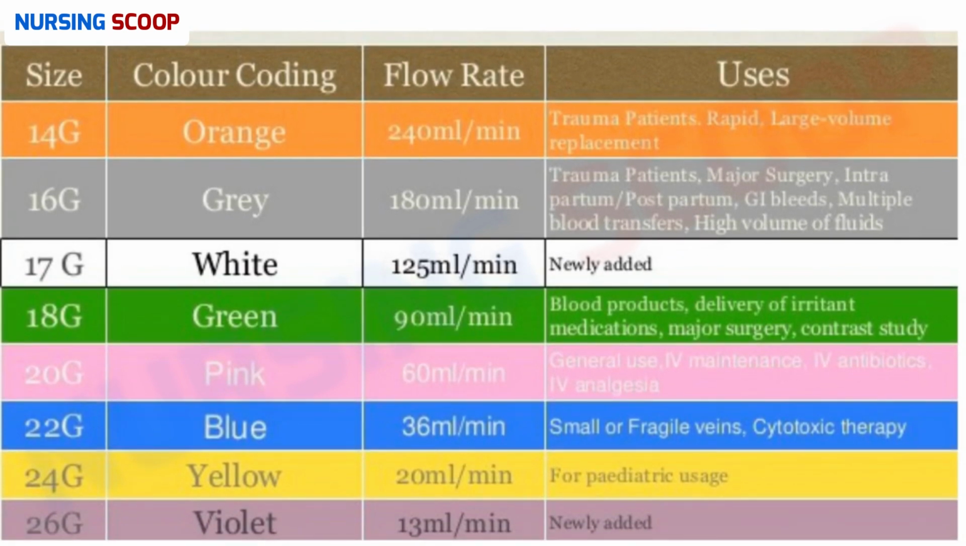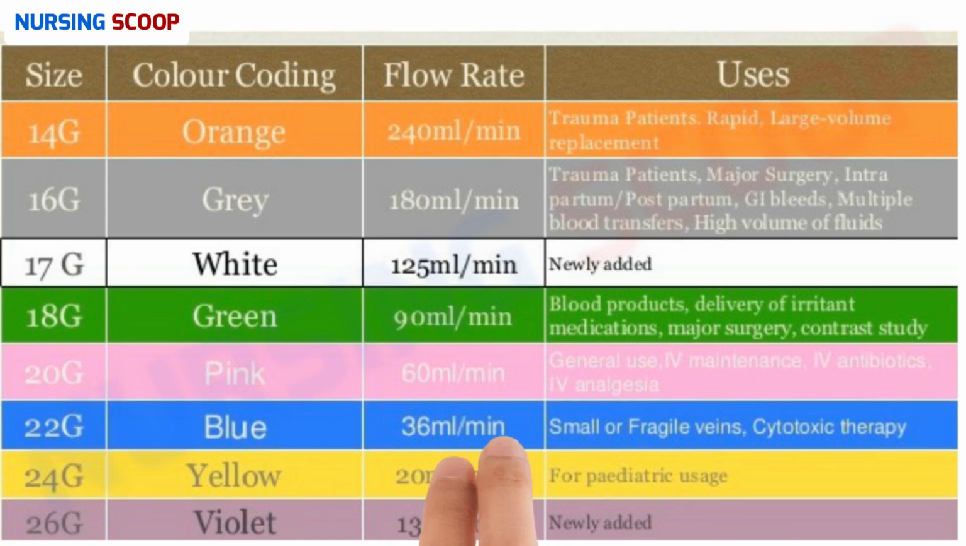So here is a chart which shows all available sizes of cannula along with their color code, and these are from 14 gauge to 26 gauge, and this white colored cannula is of 17 gauge. It is a newly added cannula and it is the only cannula with an odd number. So our next questions are about complications of IV therapy.